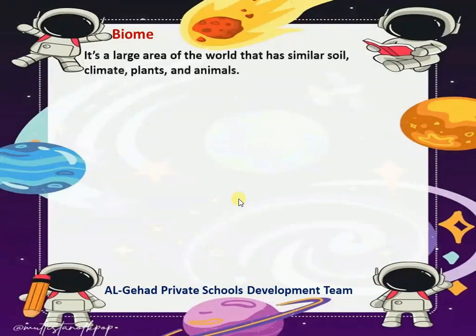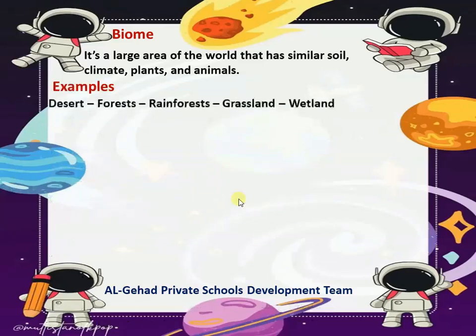Biome. Biome is a large area of the world that has similar soil, climate, plants, and animals. Examples like desert, forests, rainforests, grasslands, wetlands.